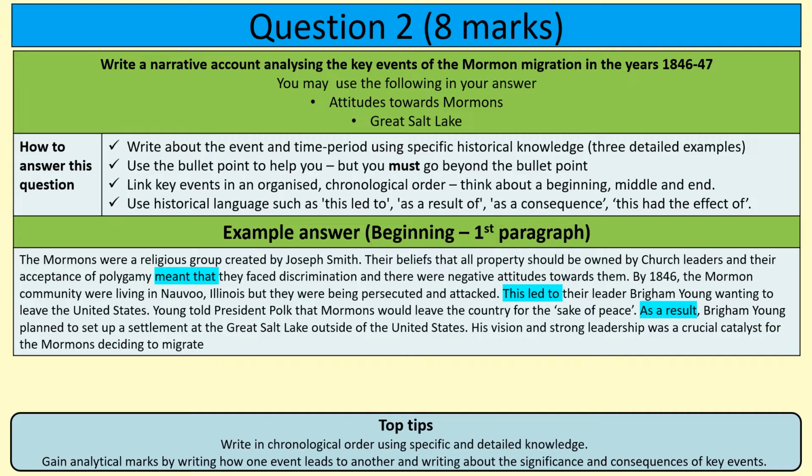Link key events in an organised chronological order. So it's a good idea for this question to think about a beginning, a middle, and an end. So I would probably write 3 paragraphs. Use historical language such as this led to, as a result of, as a consequence, this had the effect of.